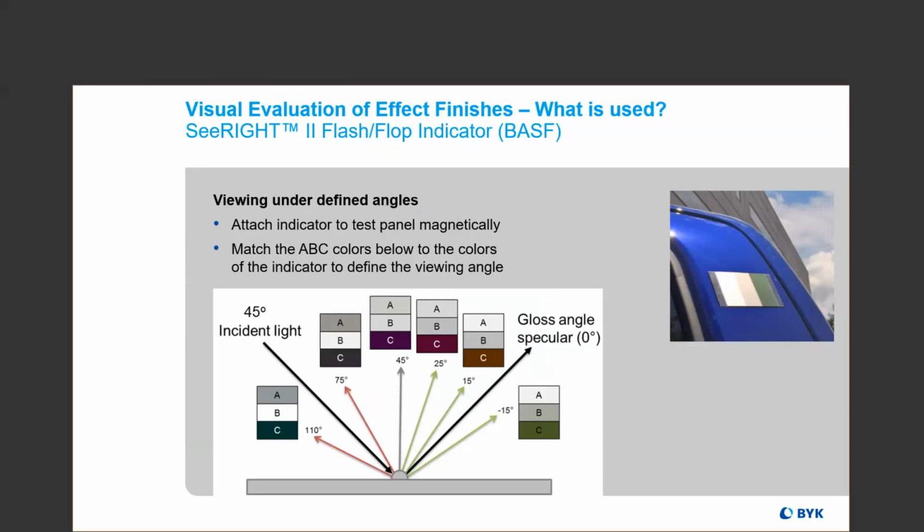In this example on the right, we see that the card is green, then kind of a tannish, and then white. Based on this diagram, we can see that the viewing angle here is pretty close to the negative 15-degree angle, one of the near specular angles.